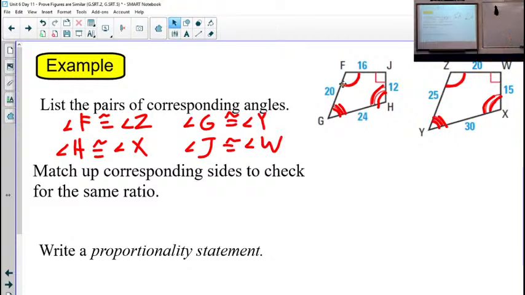Now these pieces, J and W, had this little box at the top of it instead of tick marks. What does that mean? They're right angles, 90 degrees. All right. We covered our angles. They're all the same. Now we're going to cover our sides and make sure that we have that scale factor, that same amount that we're scaling up all the sides by. So let's check for that.